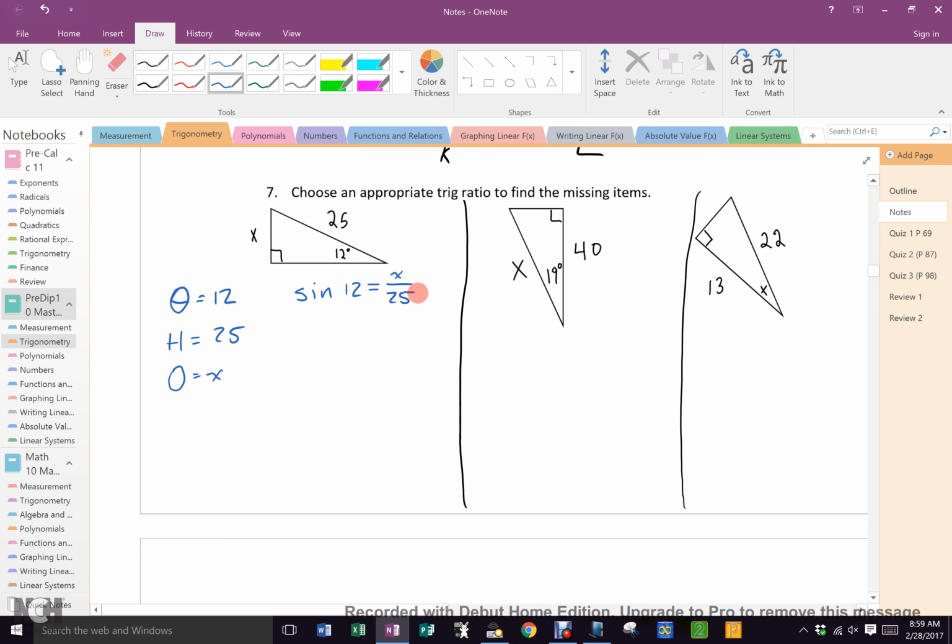And listen to me, ladies and gentlemen, in your notes, I highly recommend you write down this next step until you are very good at trig. The next step, I am actually going to write it down as 25 sine 12 to equal x. I'll explain that in a moment.